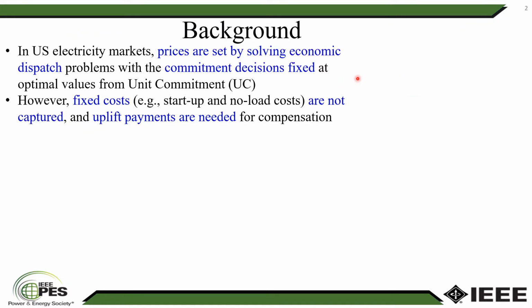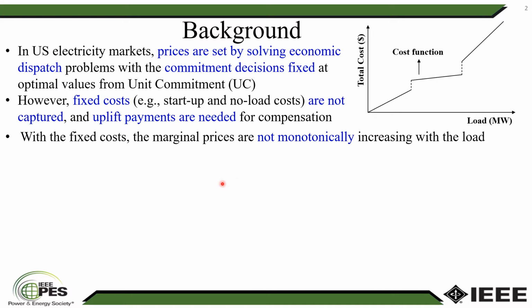To understand our work better, let's go over the background information. The state of practice in US electricity market is to set prices by solving the economic dispatch problem, with commitment decisions fixed at optimal values from the UC problem. Although this method is easy, it does not take into account fixed costs such as startup and no-load cost, which in turn requires the ISO to pay large uplift payments as compensation to generators who may have lost an opportunity to gain higher profits.